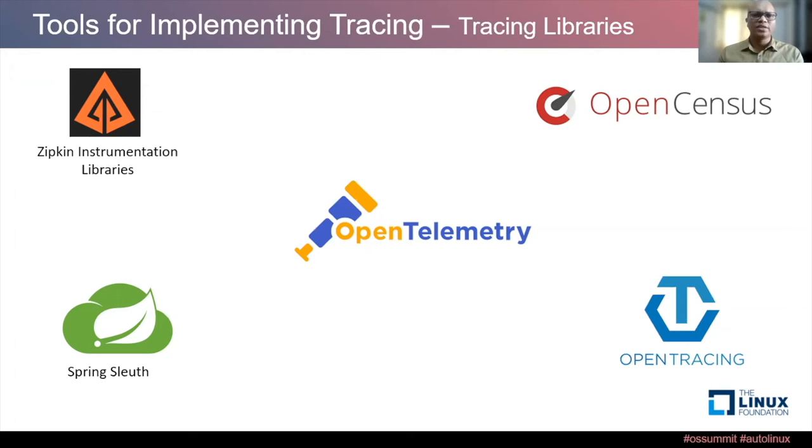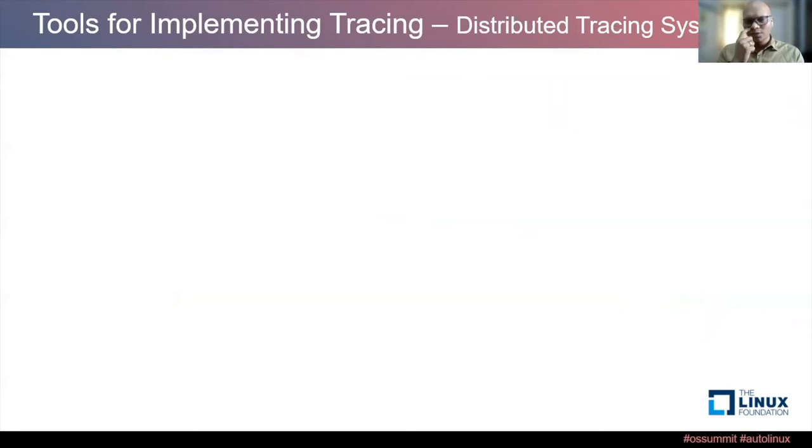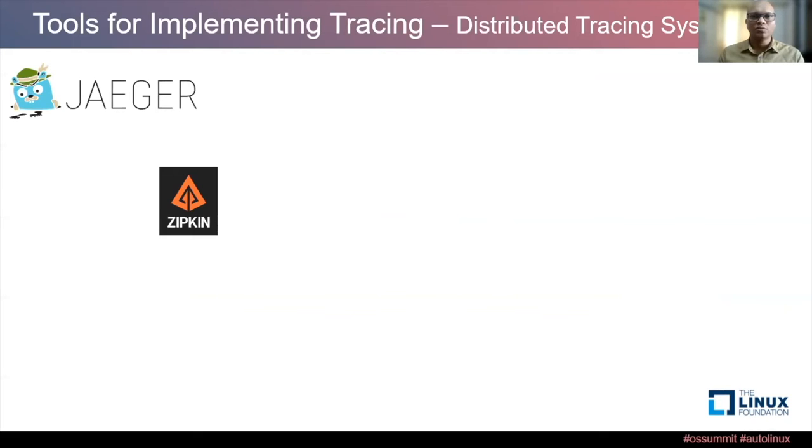We'll talk briefly about OpenTelemetry, and we will cover that in today's demo also, and we'll also cover the implementation part of how you implement OpenTelemetry for your application. Now let's look at the distributed tracing system. The difference between a tracing library and a tracing system is that you use tracing libraries to export the telemetry required to implement observability, and distributed tracing systems help you in storing these traces and metrics, and there is also a part where you can visualize and analyze these traces. Some of the open source tools available for this are Jaeger and Zipkin.